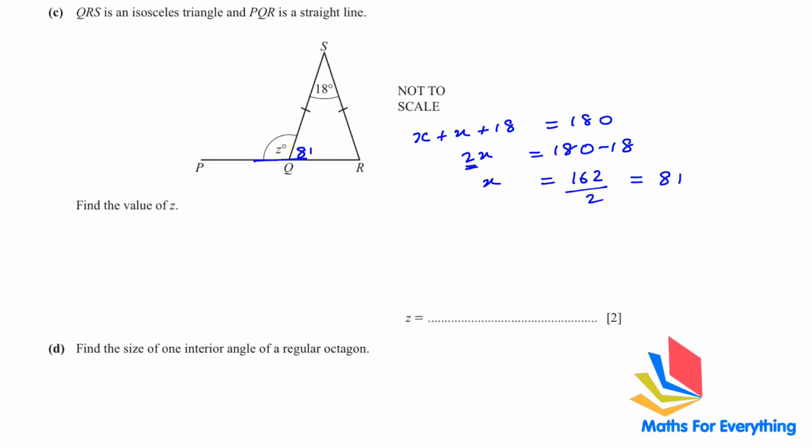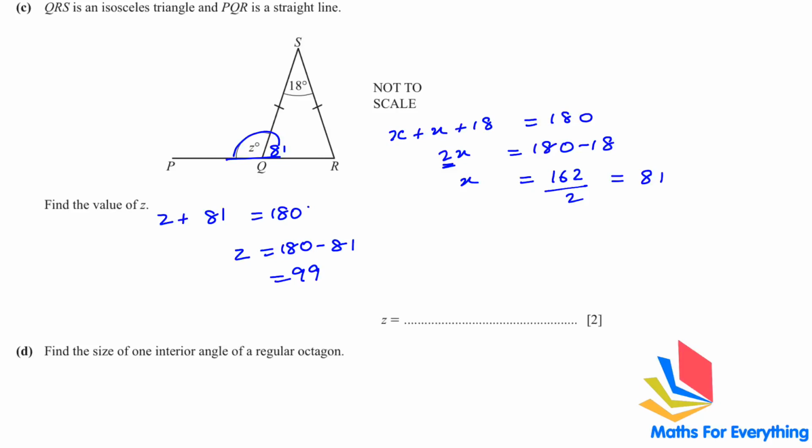Angles in a straight line equal 180. Therefore, Z plus 81 is equal to 180. Z is equal to 180 minus 81, which is 99.